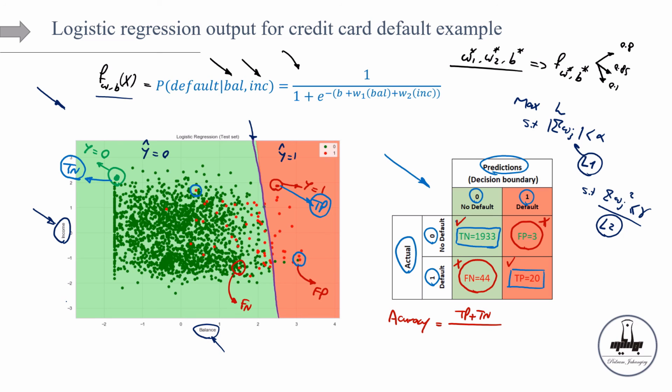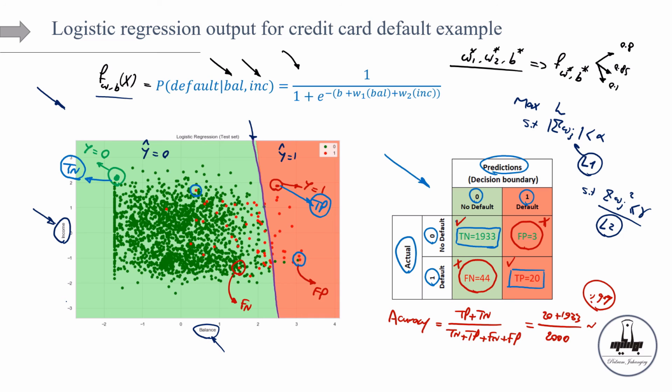What are the entire observations? True negative plus true positive plus false negative plus false positive. So basically the good numbers, 20 plus 1933, divided by the entire observations. If you add them all, you will get 2000. So it will be close to 97%. It seems that the accuracy of the model is 97%. You may get excited and say that 97% is awesome, so this model is doing a great job.